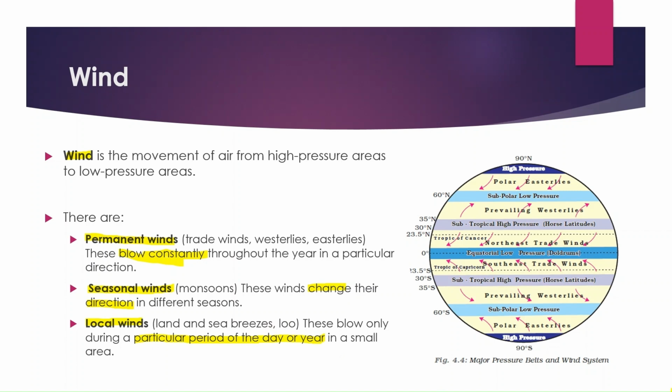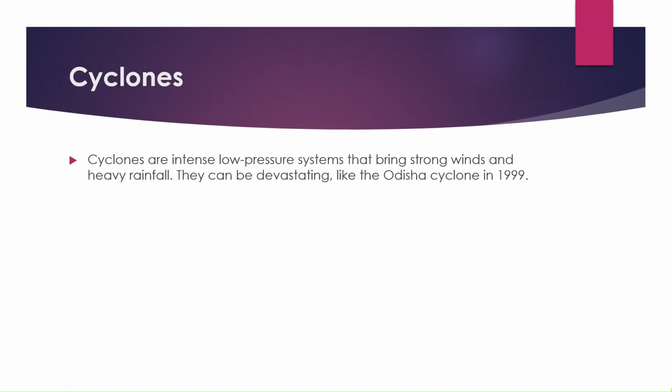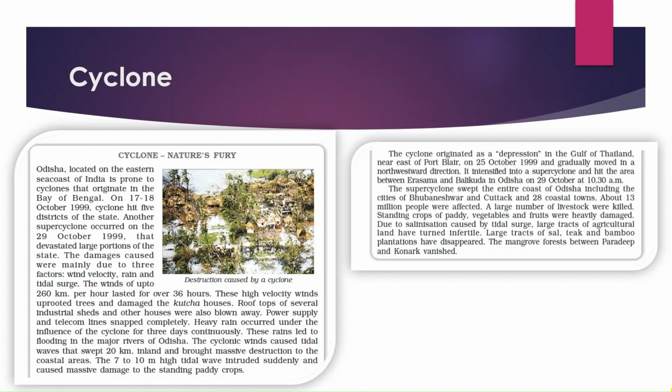Now let's understand what are cyclones. Cyclones are intense low pressure systems that bring strong winds and heavy rainfall. They can be very devastating, like the Orissa cyclone in 1999.